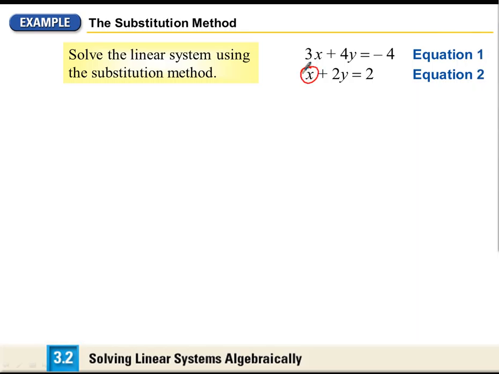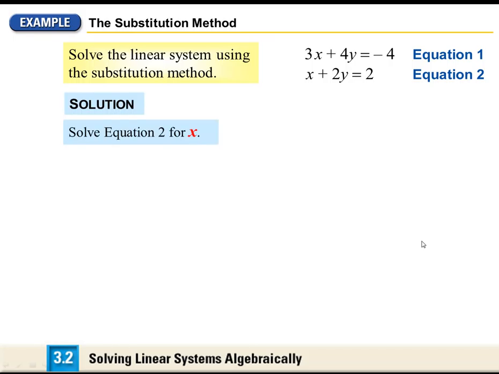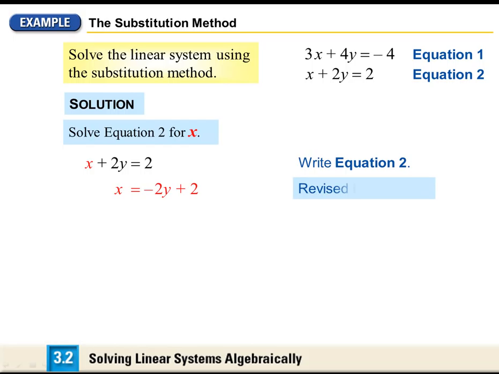It's easy to get by itself. What's the only thing I have to do to get that x by itself? Get rid of the 2y. Yeah, subtract 2y to the other side. Easy. Okay, so we'll do that. So if I subtract the 2y to the other side, there you go. Now I've got my substitution equation.